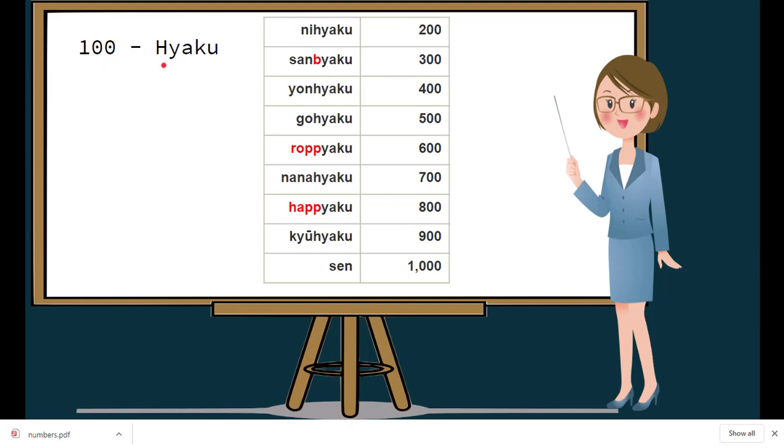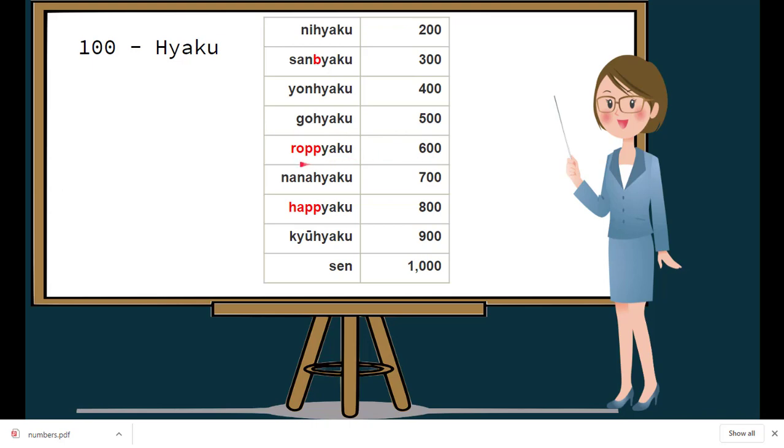100 is hyaku. Hyaku. 200 is nihyaku. 300 is sanbyaku. Take note that this red letter here indicates the change of H to B. Instead of hyaku, it will be byaku. 400 is yonhyaku. 500 is gohyaku.